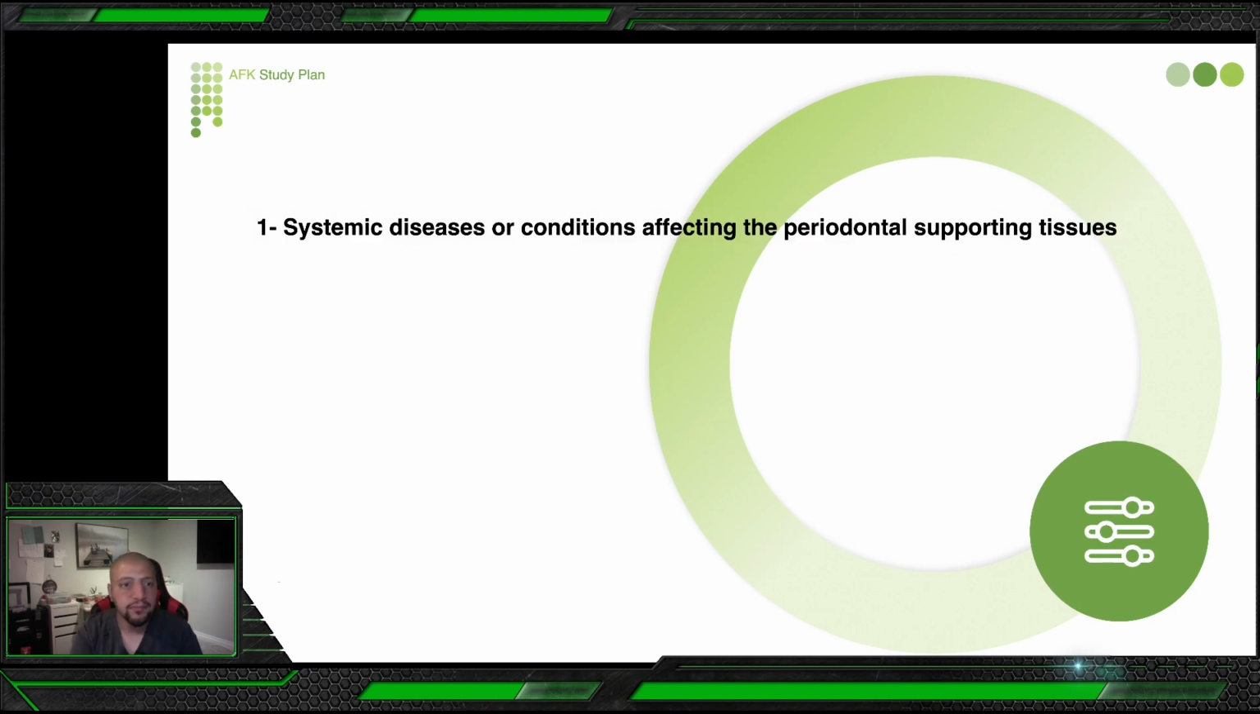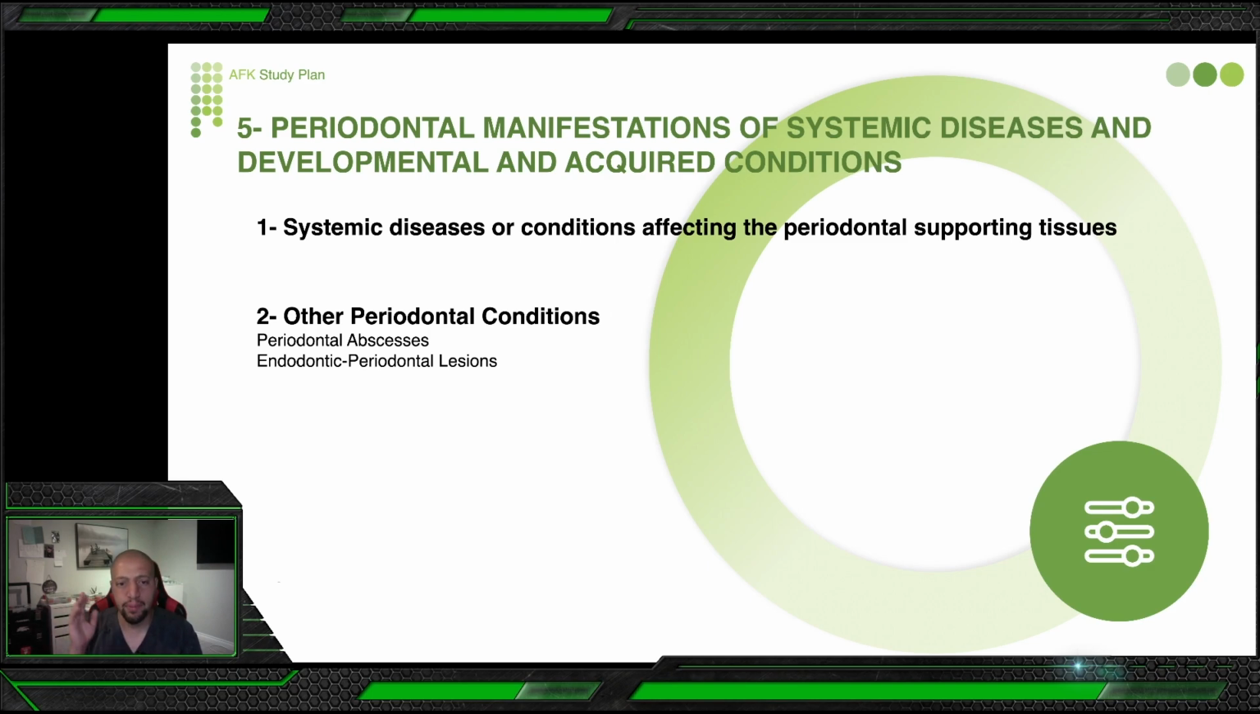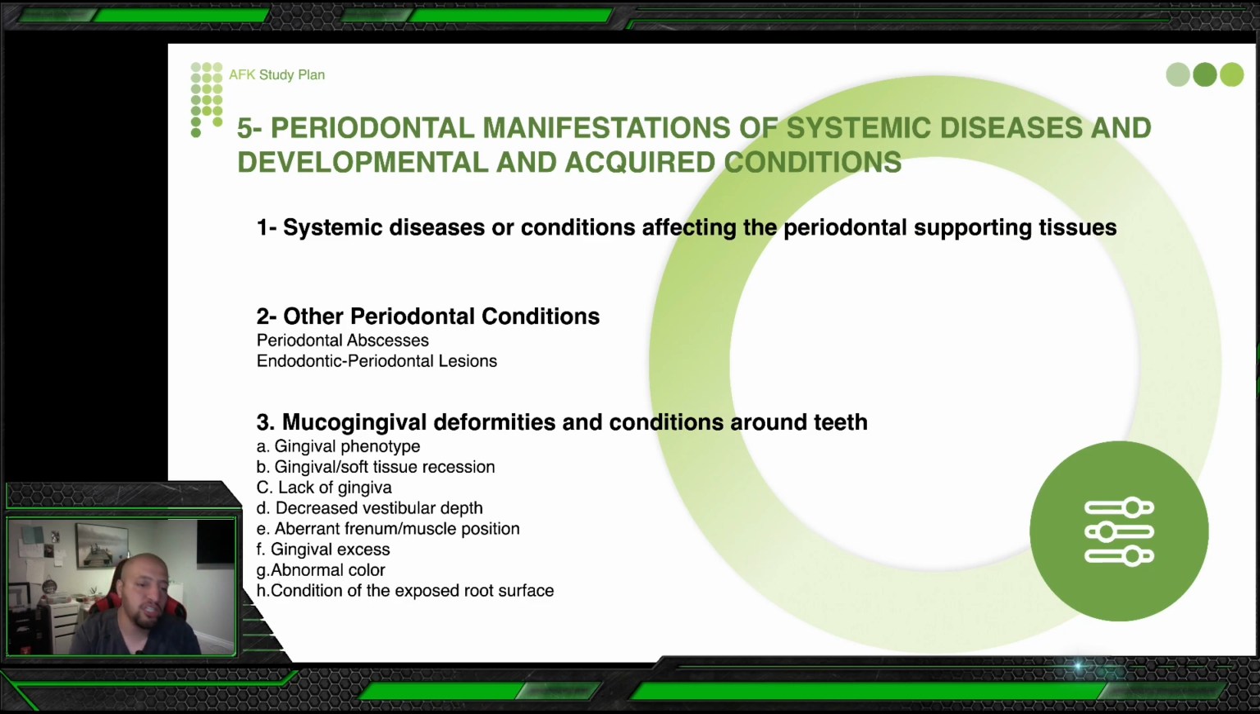Then we're going to speak about the other category, which is periodontal manifestations of systemic disease and developmental and acquired conditions. We said this category is equivalent, in gingivitis, to gingivitis due to pemphigus vulgaris, mucous membrane pemphigoid, and other conditions leading to this. This one includes the first factor, we said, papillon-lefevre, cyclic neutropenia, other conditions leading to periodontitis, or other periodontal conditions, which include the periodontal abscess and endo-perio lesion, or the mucogingival deformities and conditions around the teeth.